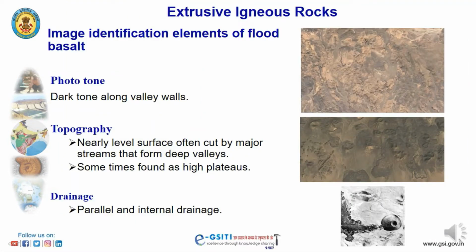Extrusive igneous rocks. Image identification elements of flood basalts. Phototone and vegetation: basically, they have dark tone along valley walls. Topography-wise, a nearly level surface, often cut by major streams that form deep valleys. Sometimes they are found as high plateaus. Drainage: parallel and internal drainages are common in such terrain.